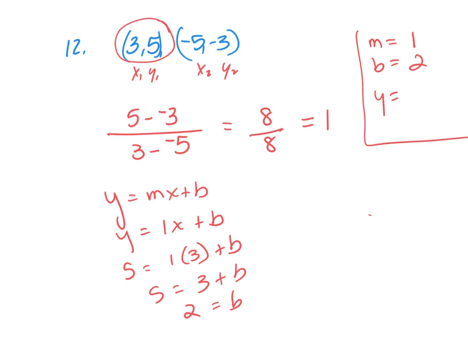Are we ready to write our equation? So the final answer is y equals x plus 2, once you have the slope is 1 and the y-intercept is 2.